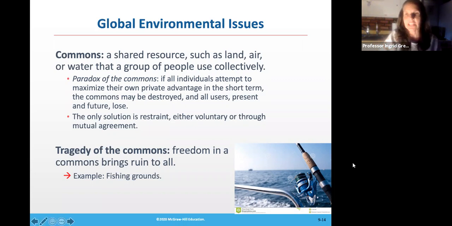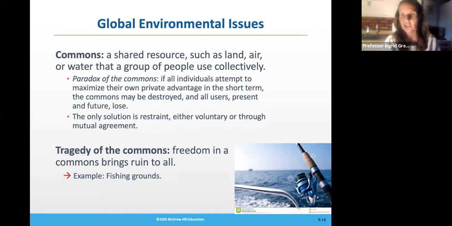So we're talking about fishing here, right? The commons is a shared resource such as land, air, or water that a group of people use collectively, like fishing grounds. The paradox of the commons is if all individuals attempt to maximize their own private advantage in the short term, the commons may be destroyed, and all users present and future lose, right? If we farm fish too quickly, we will eventually run out of fish, because the fish can't reproduce as fast as we can farm them. So the only solution is restraint, either voluntary or through mutual agreement.